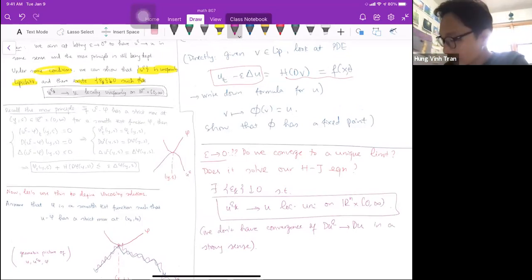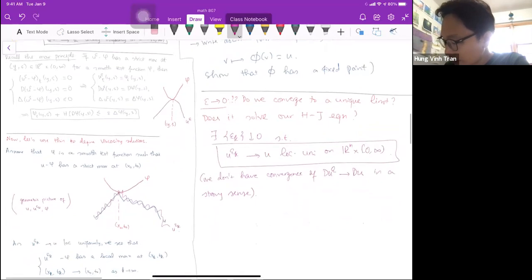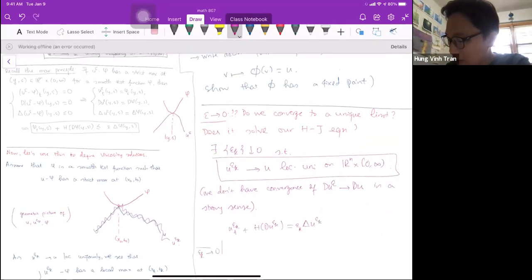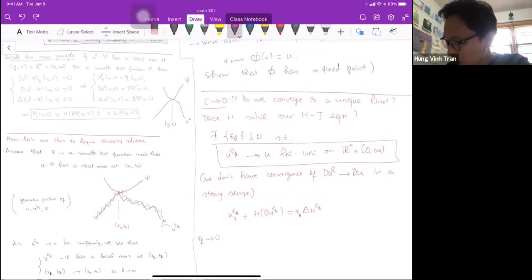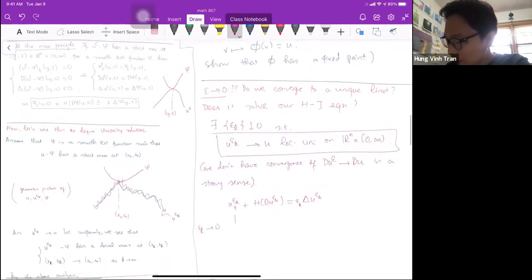And if you look into the equation, I have u epsilon_k t plus H of Du epsilon_k equals epsilon_k Laplacian of u epsilon_k. Okay, so I let epsilon_k go to zero, k goes to infinity. This one only converges to u_t in the weak sense, right? Inside here, Du only converges in a certain weak sense. I have no idea about the Laplacian. This one doesn't converge to anything.